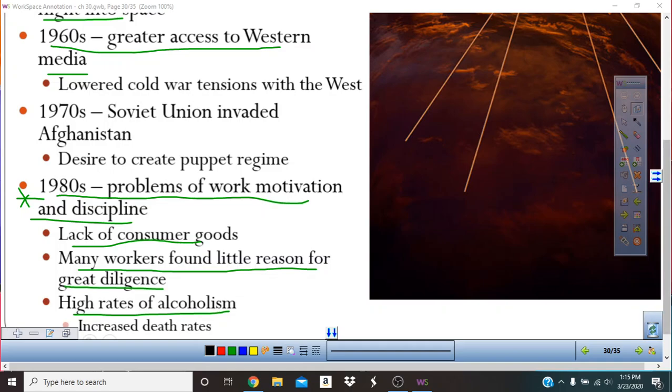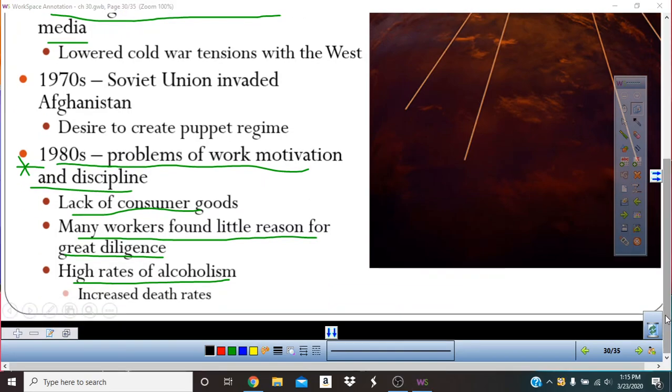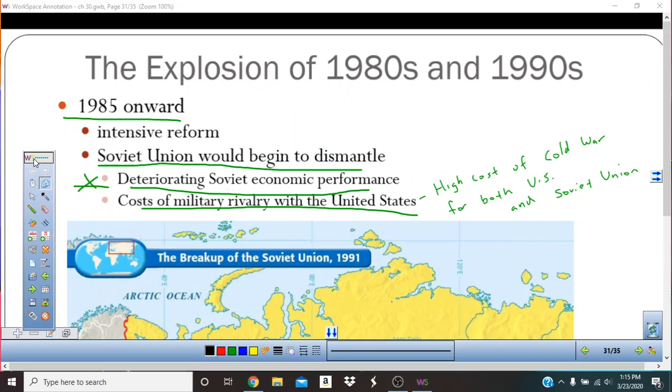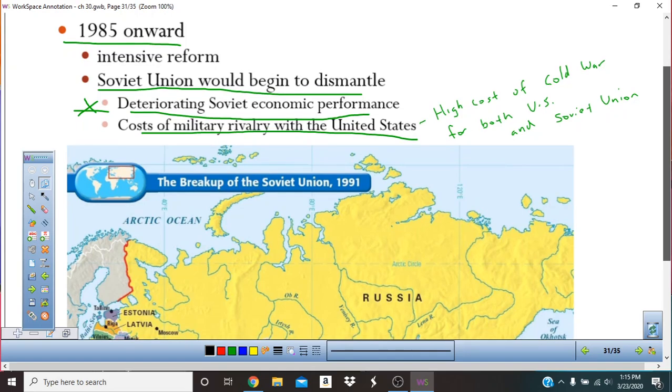And a lot of Russians, this is not a stereotype, it's history. A lot of Russians will turn to alcoholism. 1985 onward, the Soviet Union begins to fall apart. Yes, they're going to try to do some reforms. They're going to try to save their country, and it's going to be not enough.